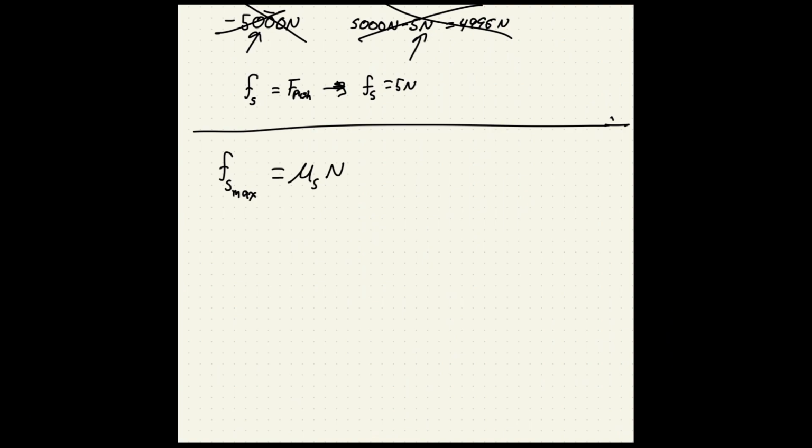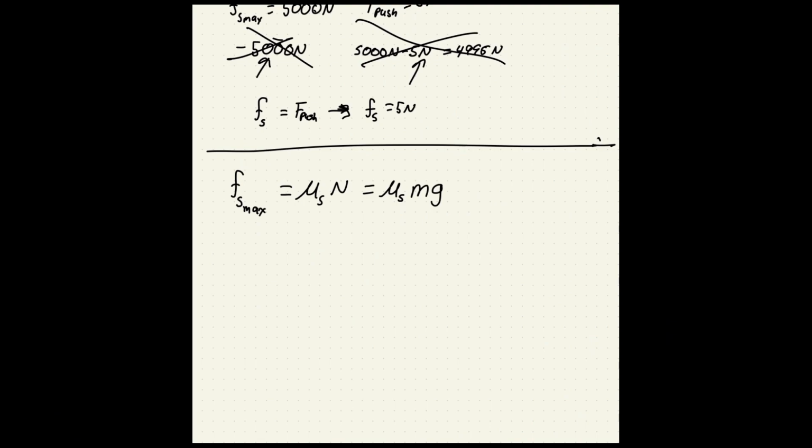Again, we're on a horizontal surface for this part of our discussion, and so mu sub s times n becomes mu sub s times mg. Like I said before, our force of gravity is equal to the normal force because we are currently on a horizontal surface with no additional mass.